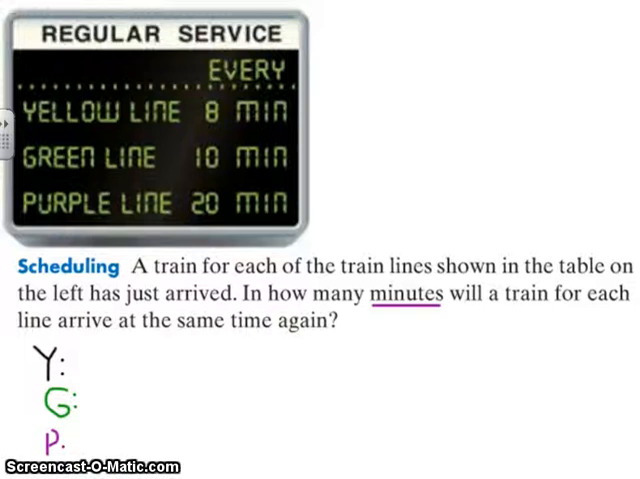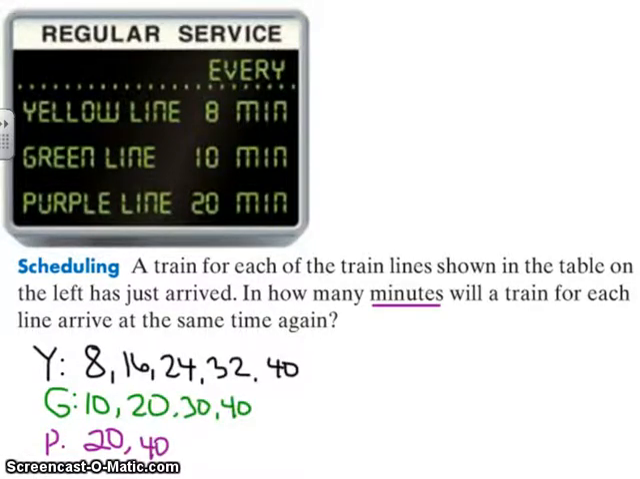The first thing you would do in this problem, I like things color-coded, so I did yellow, green, and purple. I know that the yellow train arrives every 8 minutes, so the first time the yellow train would be there would be 8. The first time the green train would be there is 10, every 10 minutes. So it looks like the yellow train arrives just before the green train. And then the purple train comes a little bit later, every 20 minutes. You're trying to figure out when all 3 trains will be at the train station at the same time.